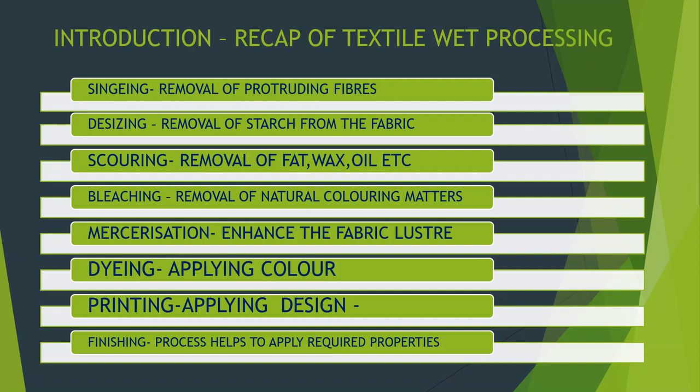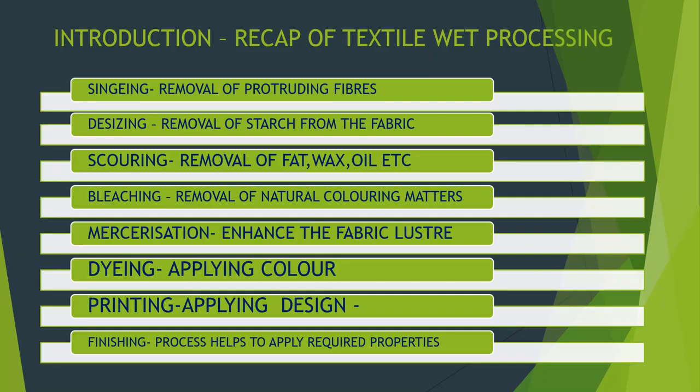And scouring. Naturally the gray fabric contains fat, wax, oil, etc. These foreign matters should be removed from the fabric, because the fat, wax, and oil present in the fabric reduce the absorbency, and also reduce the quality of the dyeing and printing process. So we have to remove these foreign matters. For that purpose, the scouring process is carried out. And bleaching. We know that the term bleaching refers to whitening, right? The gray fabric contains some natural yellowish coloring matter. These coloring matters should be removed and the fabric becomes white.